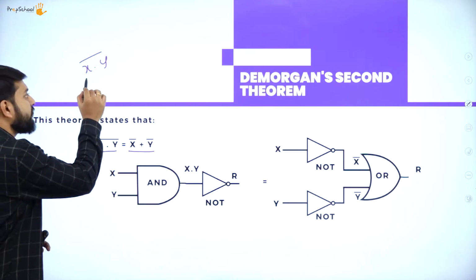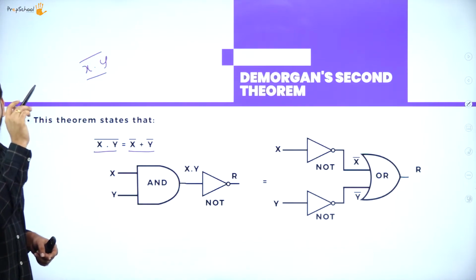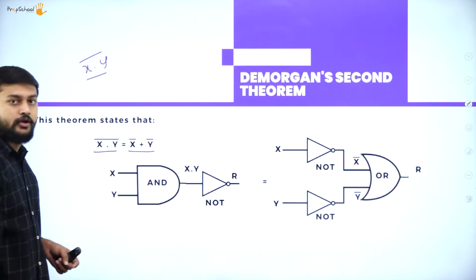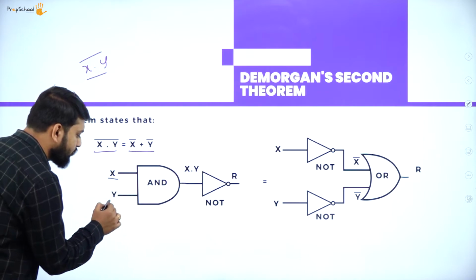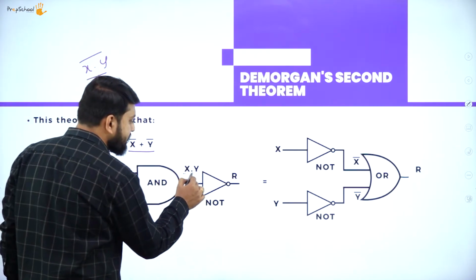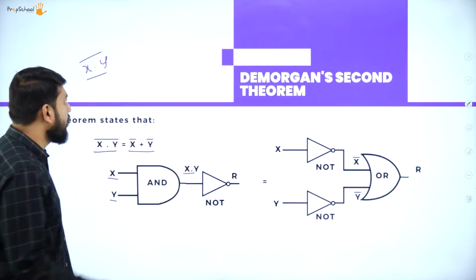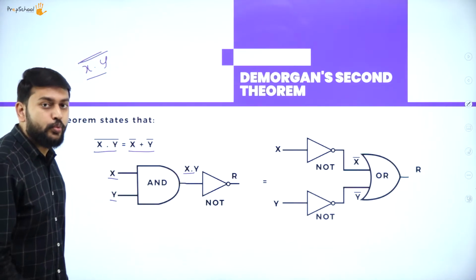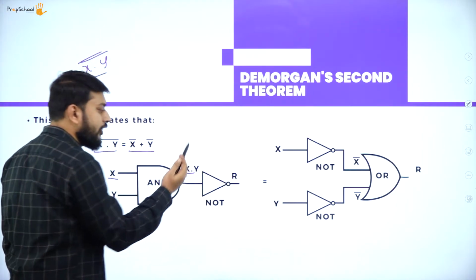So what is the gate that I have to use here? I have to use an AND gate. Let me just use x and y as inputs. With the AND gate, it will give me x into y. Okay, so I need to convert this to get the complement, with the help of a NOT gate. So fine, I got this.